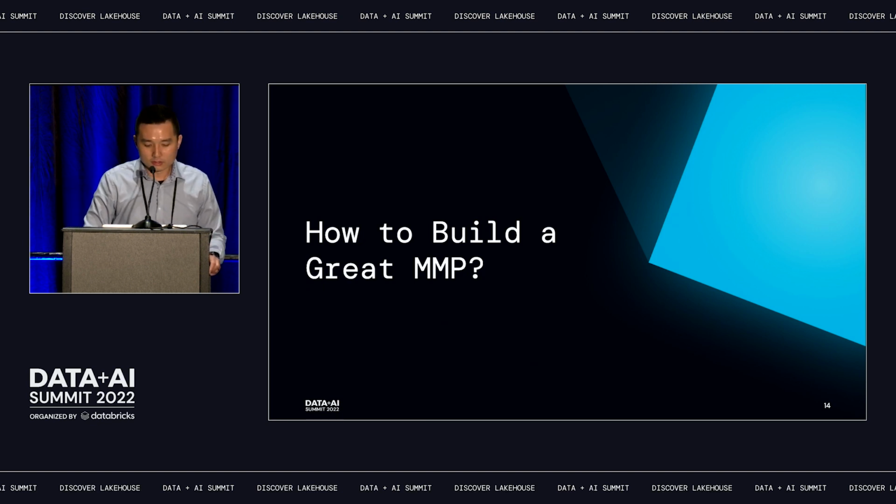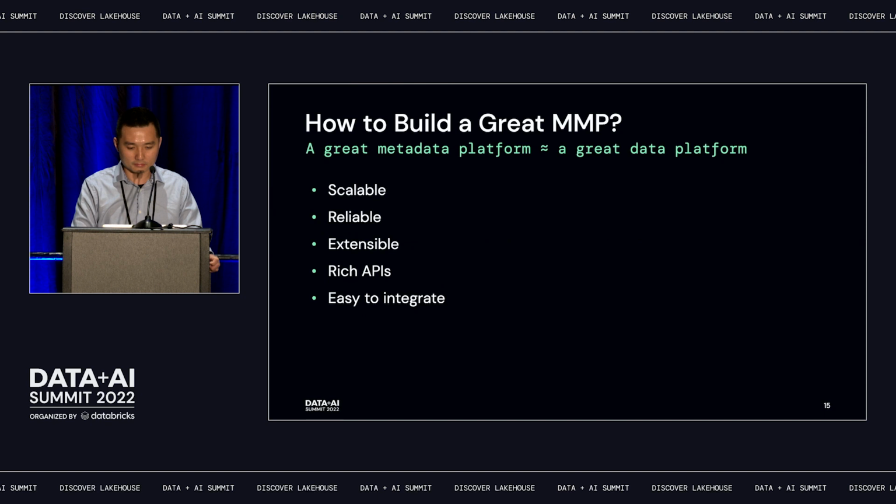All right. So the last bit I'll go through is some of the principles of what we believe is how to build a great modern metadata platform. Well, actually, this is not hard, because a great metadata platform is the same as a great data platform. These are the typical requirements that you would ask from a great data system, right? You want it to be scalable, obviously. You want it to be reliable. You want it to be extensible. The last two are maybe, you want to have a rich API, but certainly the last thing is a little bit more metadata oriented, less data oriented: you want to be able to easily integrate with it.